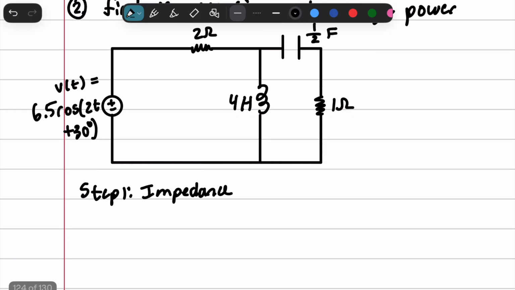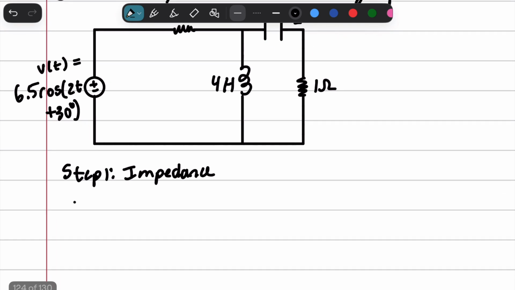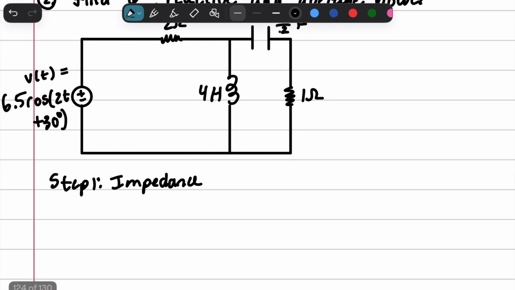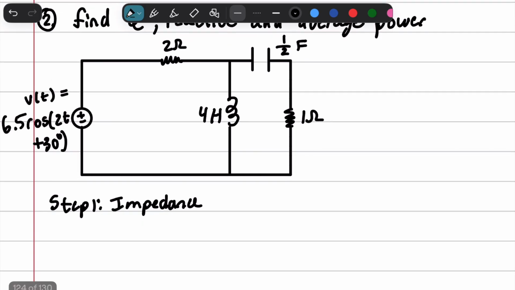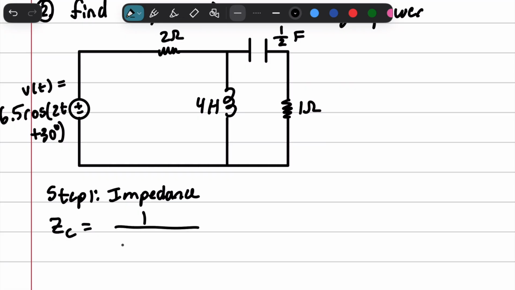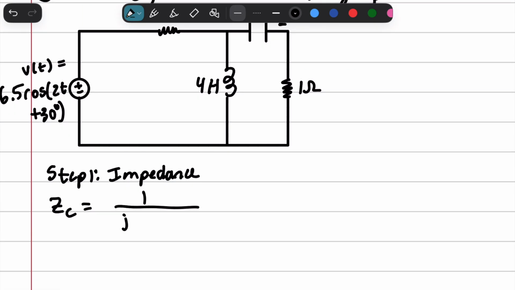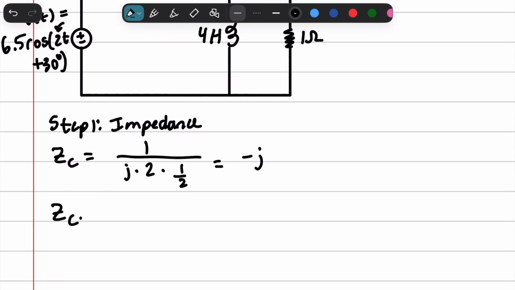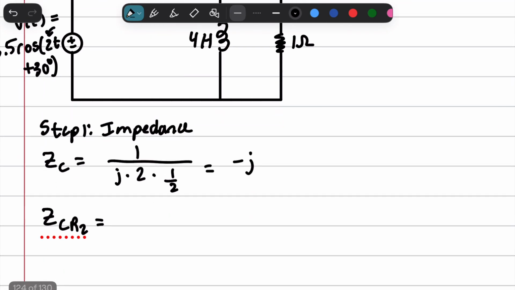So we're going to say, we already have the real part. First of all, we're going to have to get these guys together. And so the Z capacitor is going to be 1 over J times 2, because the angular frequency is 2, times 1/2, and so we just get negative J. And those guys are in series with each other, so Z C R2 is equal to 1 minus J.